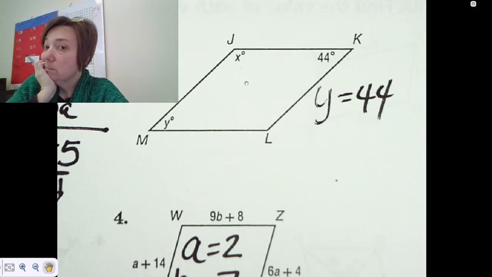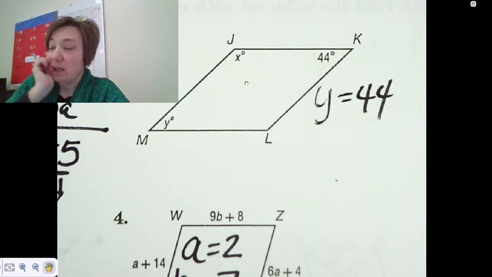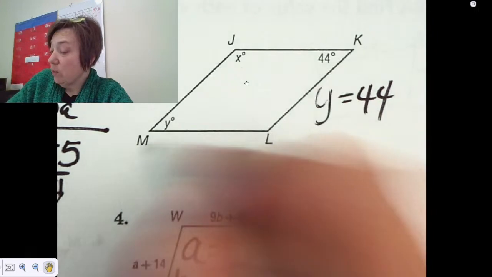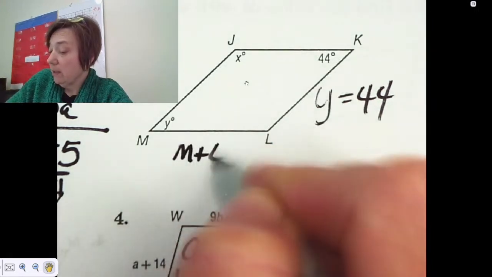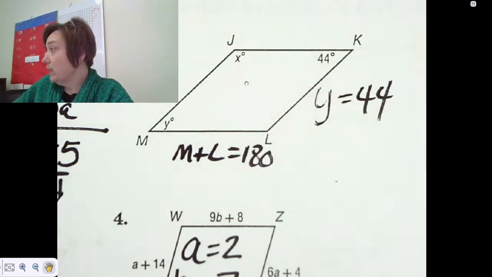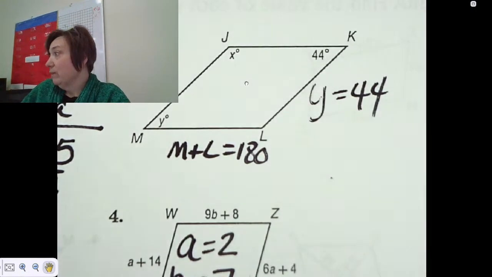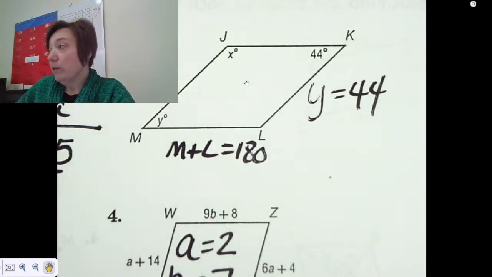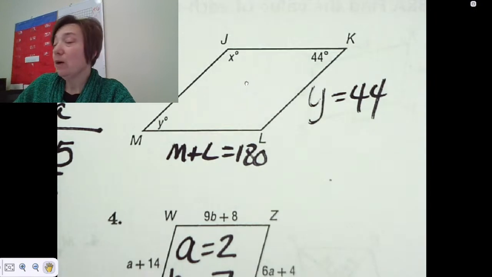M and L would equal up to be 180, so 44. 180 minus 44 is L, and then L would be X. Yes. So these two add up to 180. M plus L add up to 180. And we can totally do that. And it will be the right answer. But it's a little bit like going the long way around.